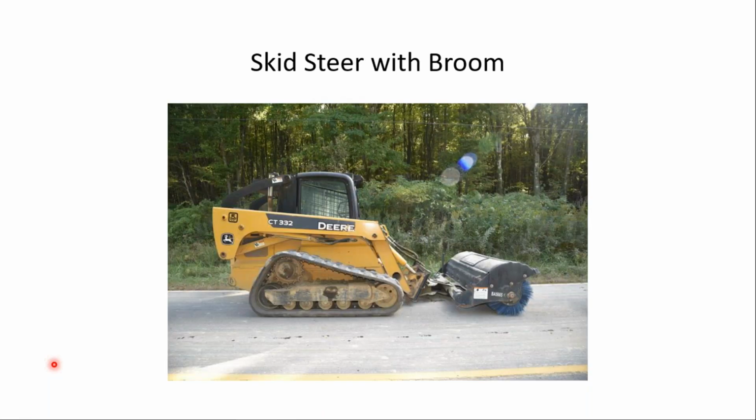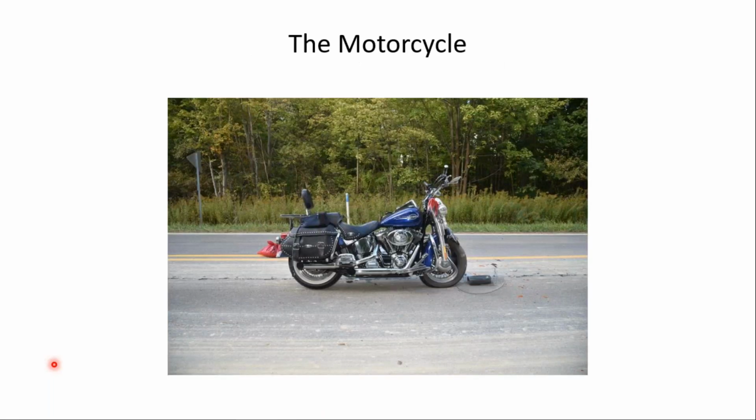Here you see the state police photo of the unit itself, the skid steer with the attached broom. Here you see the motorcycle. It was laid down on its side after the impact, but you can see it was put back up on its wheels, probably for photographic purposes.